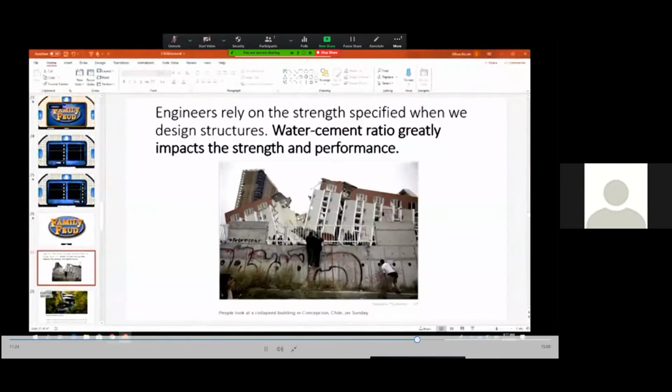All right, we'll just go here. So essentially, when you have a seismic event, you're going to have this lateral loading, and the last thing you ever want to happen with your structure is that it fails.